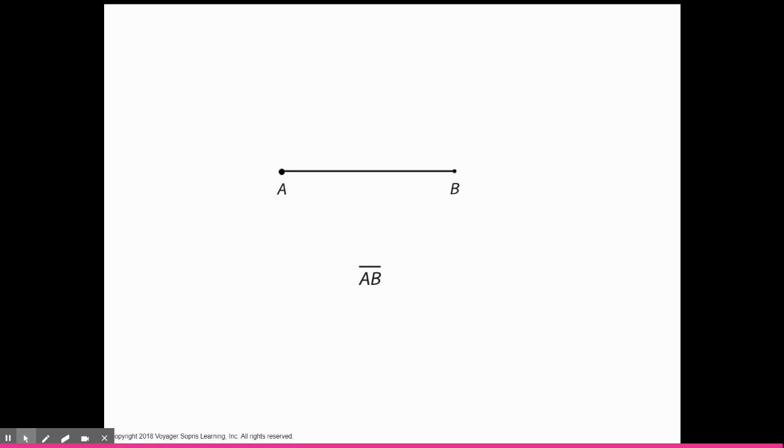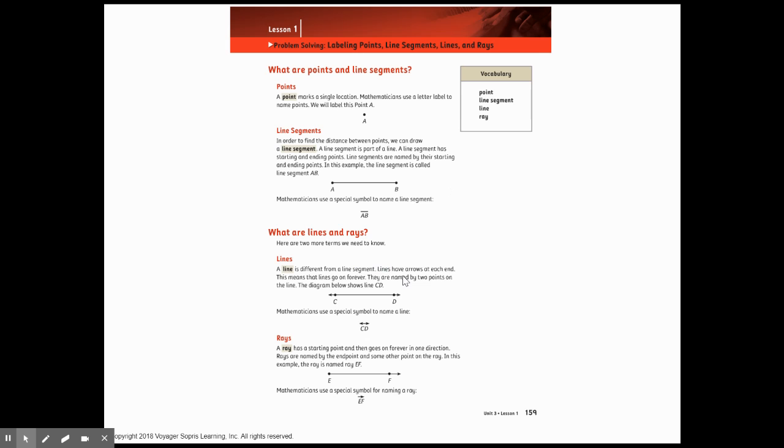What are lines and rays? Lines are different from line segments. They have an arrow at each end, which means lines go on forever. We name a line by 2 points on a line. The name of this line is CD, and we use a special symbol like this when we name a line.